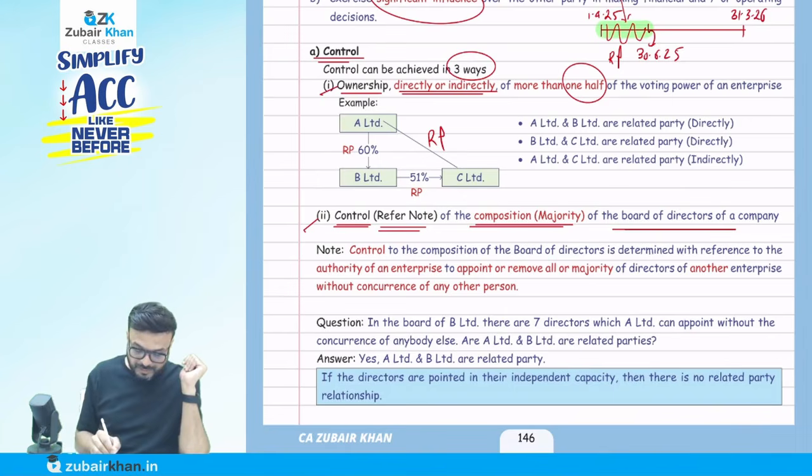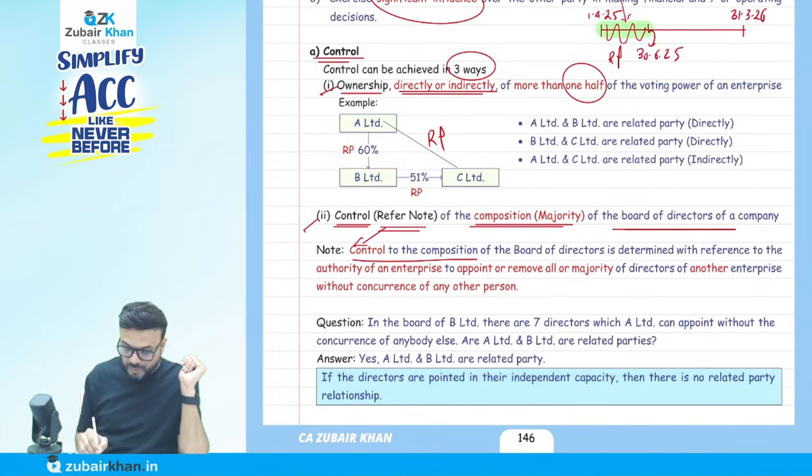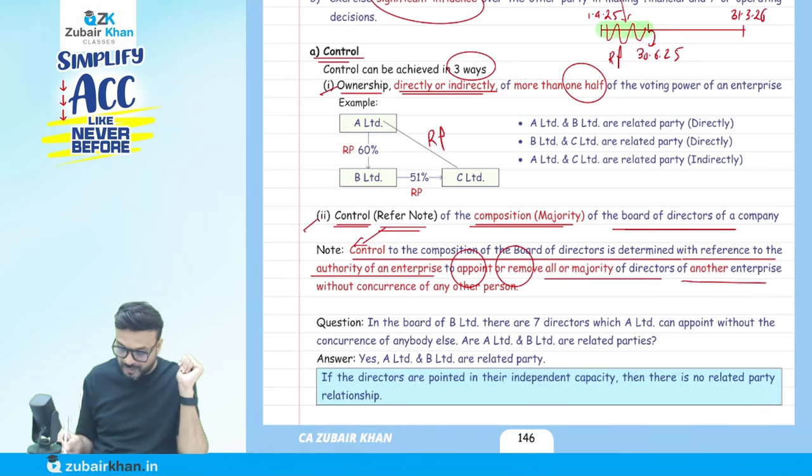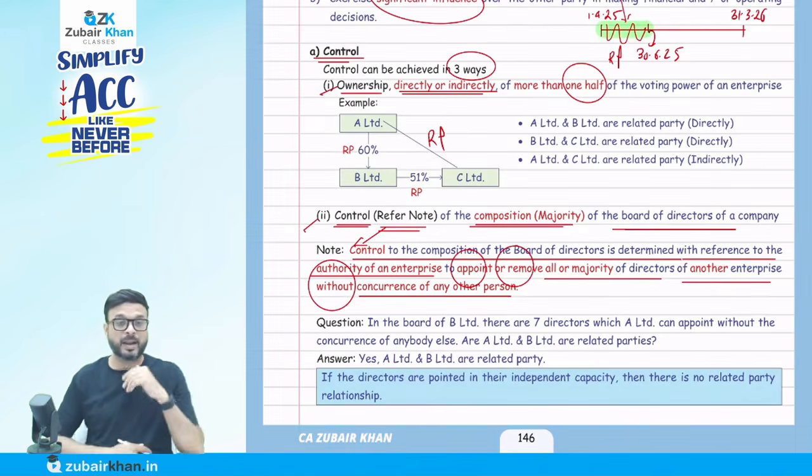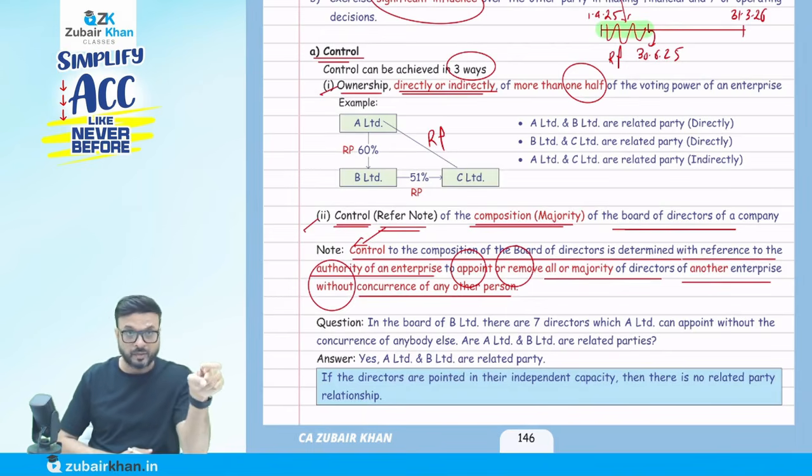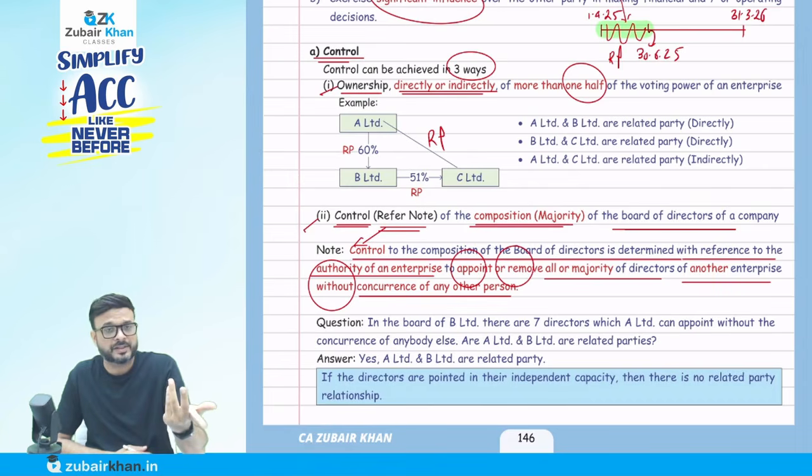So what they say in the note is: control of the composition of the board of directors is determined with reference to the authority of an enterprise to appoint or remove all or a majority of the directors of another enterprise without the concurrence of any other person. It means I decide who is going to be a director, when to appoint, and when to remove them. So even though I am not holding more than 50%, I still have control over them, over the board of directors. That we call control.